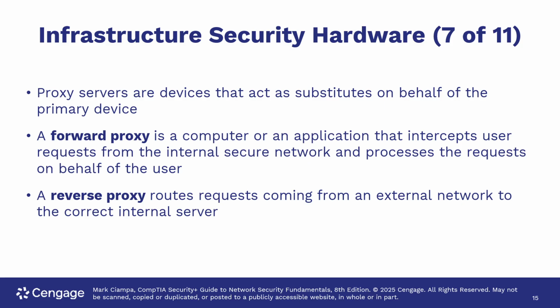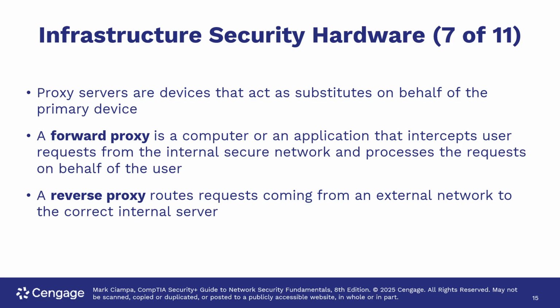So you have two types. You have a forward proxy. It's a computer or an application that intercepts user requests from the internal secure network and processes them on behalf of the user. So it actually renders the results that it's found on the internet, that all of the user sees is whatever the proxy gets you.